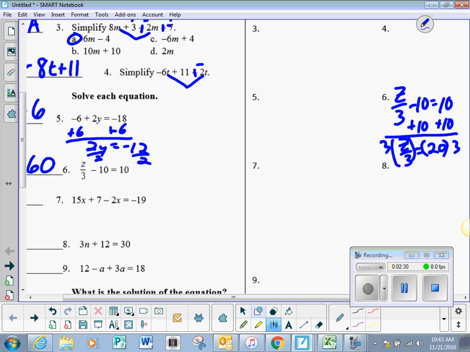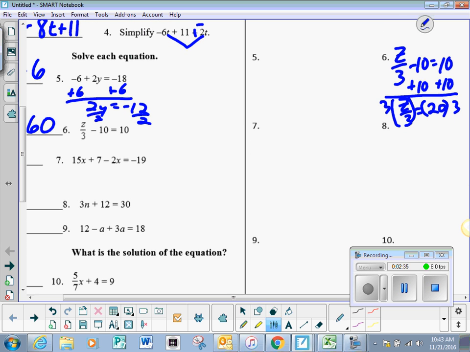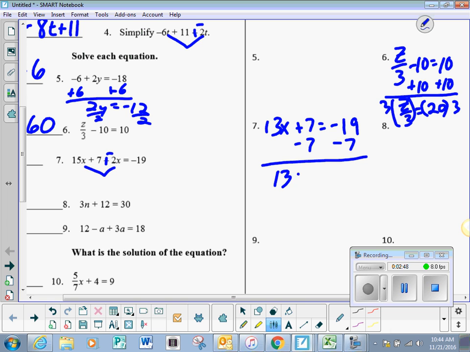On number 7, we need to simplify before we solve. 15x plus a negative 2x is 13x. So I have 13x plus 7 equals negative 19. Now I subtract 7 from both sides. Please use your calculator. Negative 19 minus 7 is negative 26. Divide by 13. Pay attention, Landon. This is your opportunity right now to really get prepared for tomorrow's test. X equals negative 2.